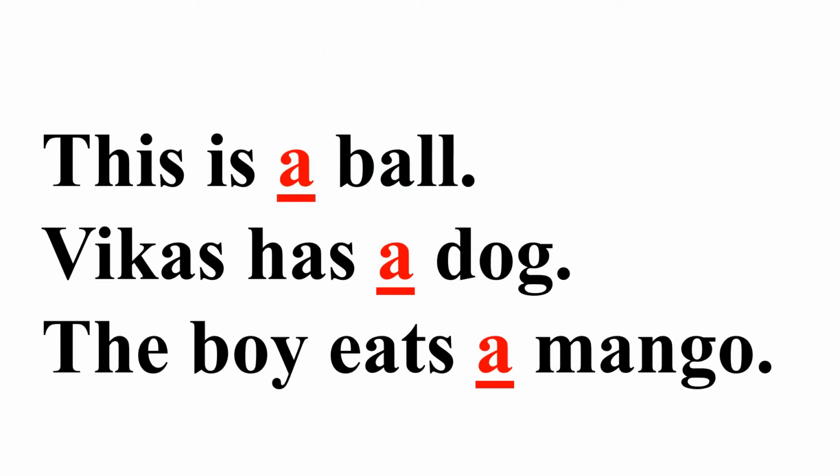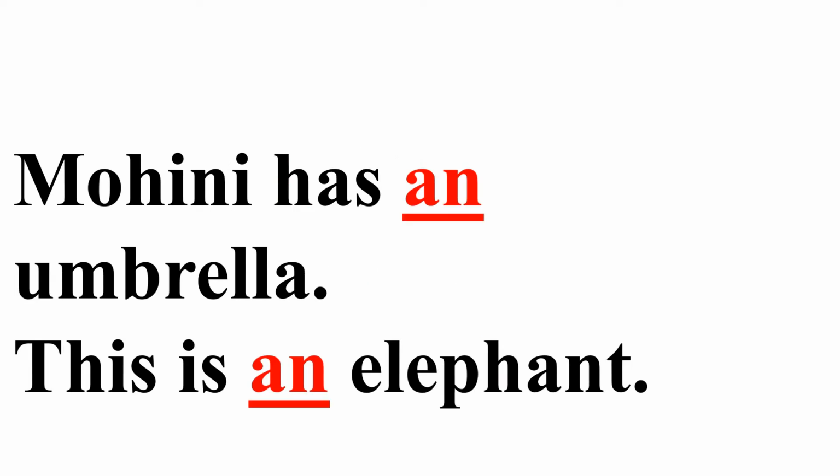In sentences 1, 2 and 3, a has been used before ball, dog and mango, all nouns, which begin with a consonant sound. In sentences 4 and 5, an has been used before umbrella and elephant, all nouns, which begin with a vowel sound.